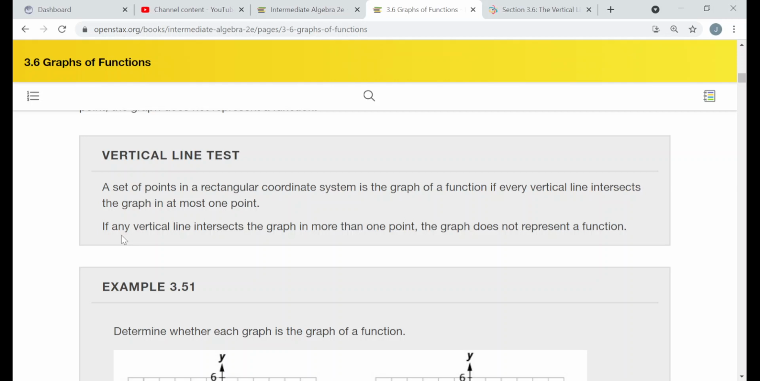But if any vertical line intersects the graph in more than one point, then the graph does not represent a function. That would not satisfy the definition of a function. So let's actually now get into our examples, our exercises.